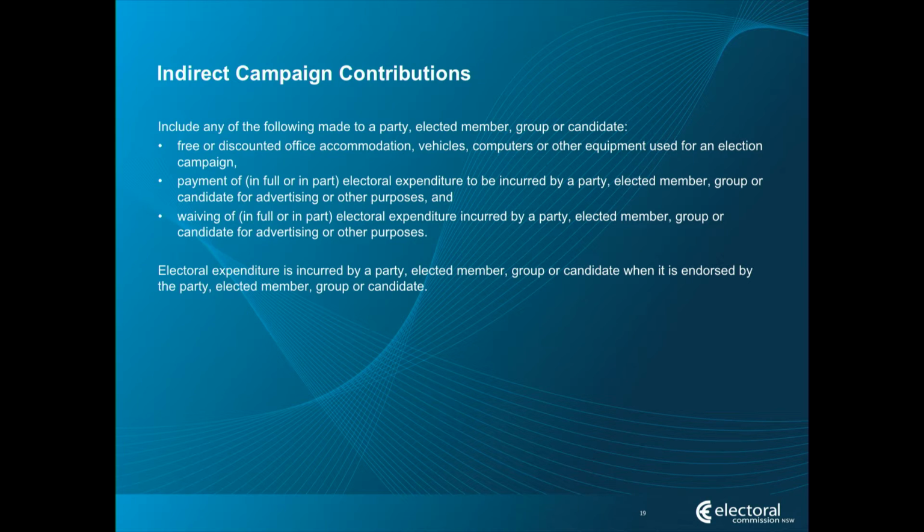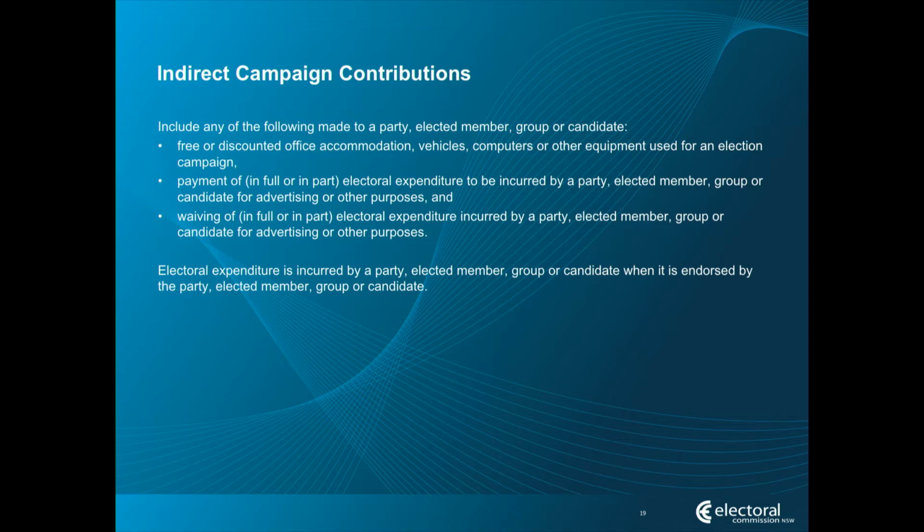An indirect campaign contribution includes any of the following that are made to a political party, an elected member, a group or a candidate: free or discounted office accommodation, vehicles, computers or other equipment that are used for an election campaign, payment of, in full or in part, electoral expenditure to be incurred by a party, elected member, group or candidate for advertising or other purposes, and waiving of, in full or in part, electoral expenditure incurred by a party, elected member, group or candidate for advertising or other purposes.